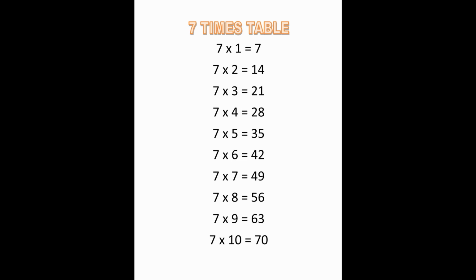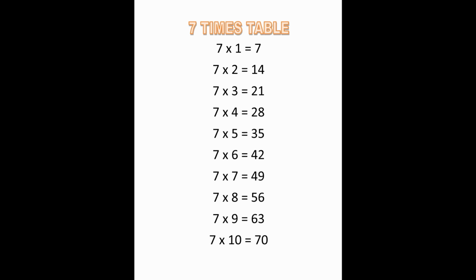7 times table. 7 times 1 is equal to 7. 7 times 2 is equal to 14. 7 times 3 is equal to 21. 7 times 4 is equal to 28. 7 times 5 is equal to 35. 7 times 6 is equal to 42.